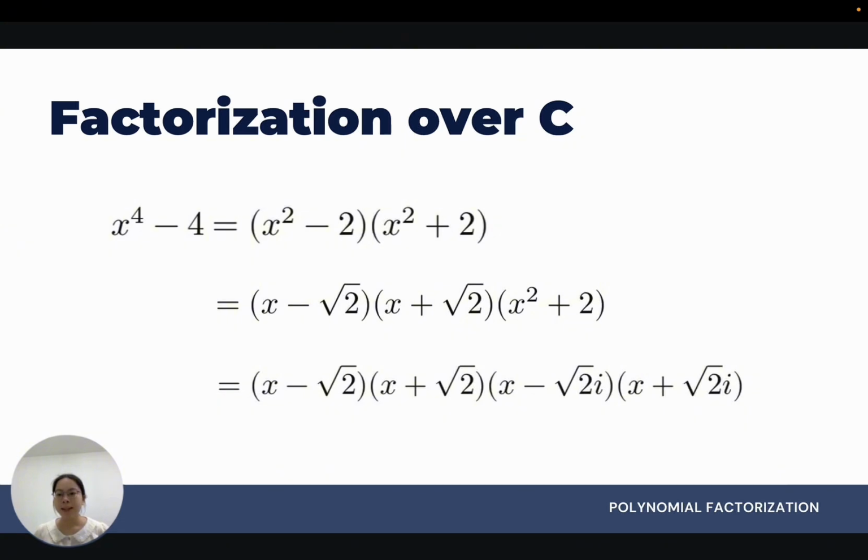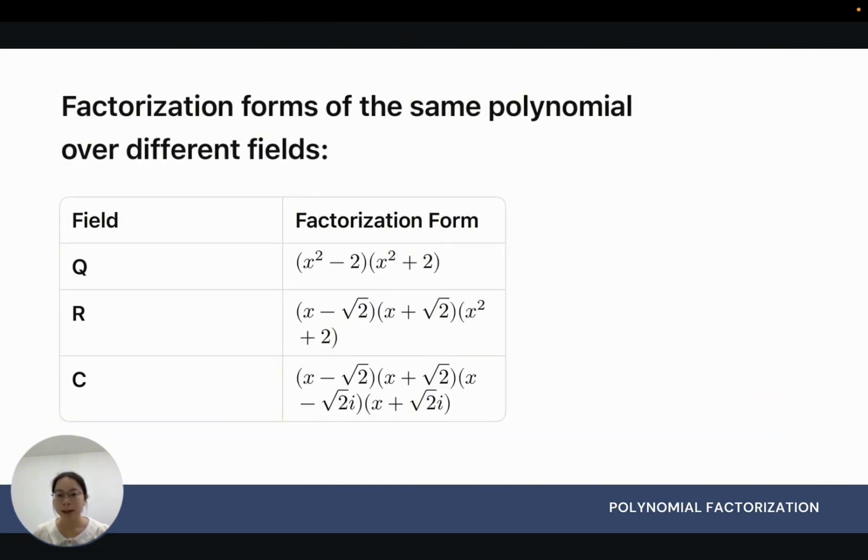Okay, then let's put these three factorization situations together and check them. We find that the same polynomial can have completely different factorization forms over different number fields. And as the number field becomes larger, the possibilities for factorization increase. So, let's find why.